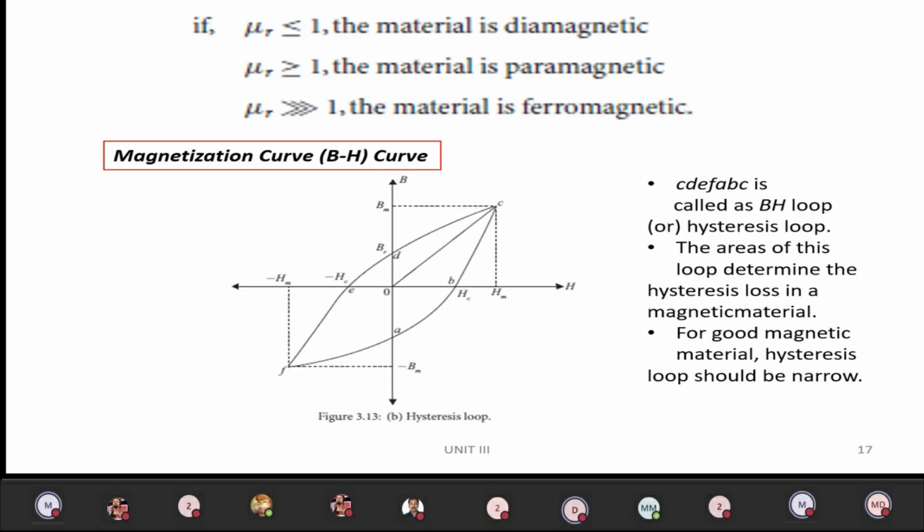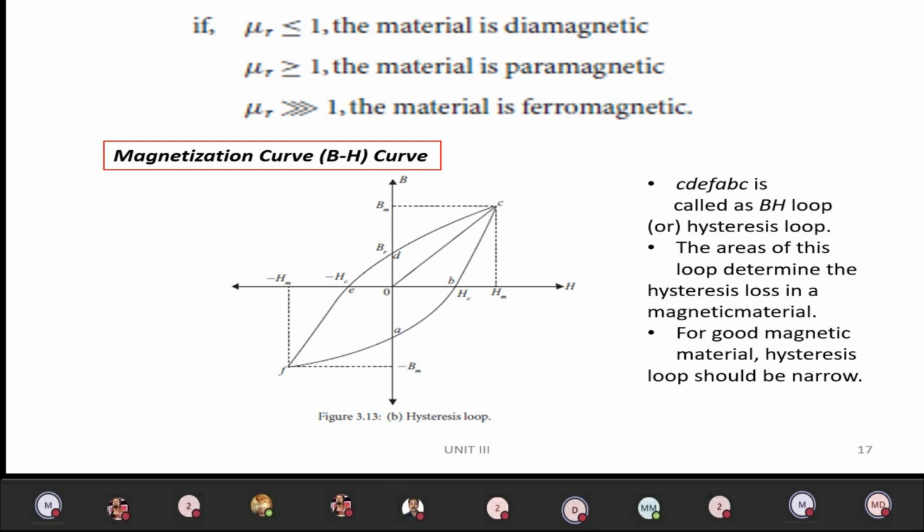Depending upon the relative permeability, we can classify these materials. When the relative permeability is much less than 1, we call the material diamagnetic. When relative permeability is approximately equal to 1, we call it paramagnetic. And when relative permeability is much greater than 1, we call it ferromagnetic material.